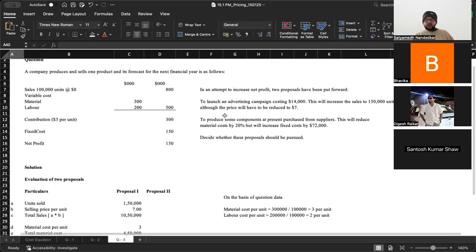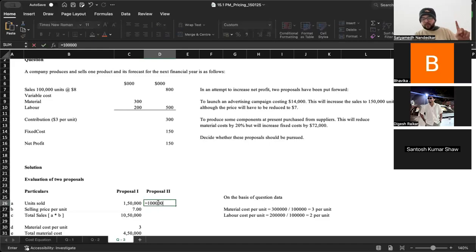ठीक है. अब let's evaluate the second proposal. Second proposal, to produce some components at present purchased from suppliers, this will reduce material cost by 20% but will increase fixed cost by 72,000. They have not mentioned anything about the number of units, so that means you will sell the original number of units, that is 1 lakh. Selling price is 8, total sales are 8 lakh.